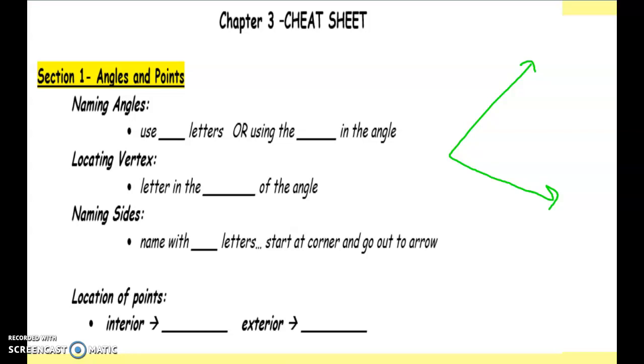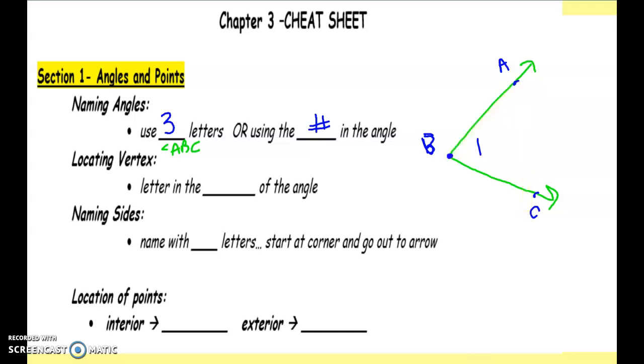So when you're naming an angle, actually, let me go ahead and finish making my angle here. All right, so there's a picture of my angle. So when we are naming an angle, we use either 3 letters or we can use the number in the angle. So in our example here, it could be angle ABC. Again, you have to go in order of how you would draw it. So like ABC, or you could say CBA. However, you can't start in the middle and say BAC or something like that. That does not work as far as the order of the letters.